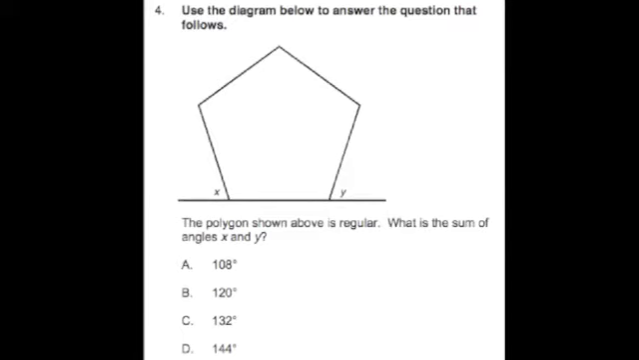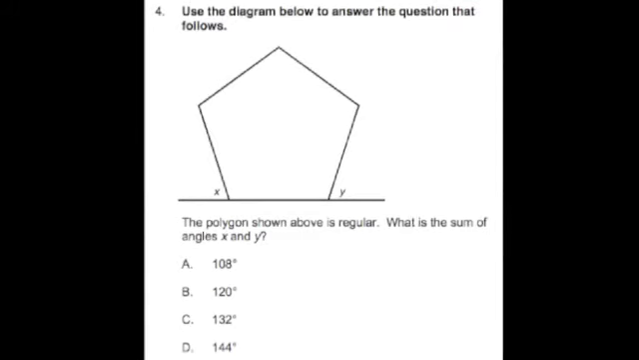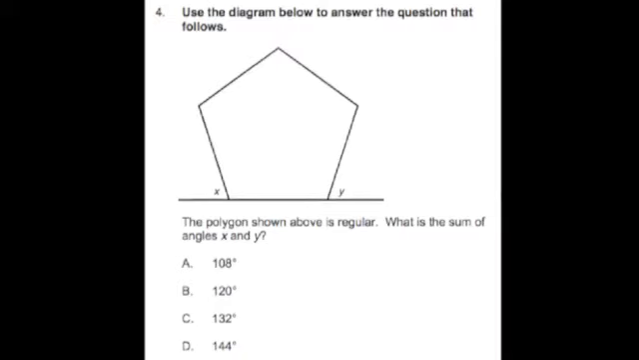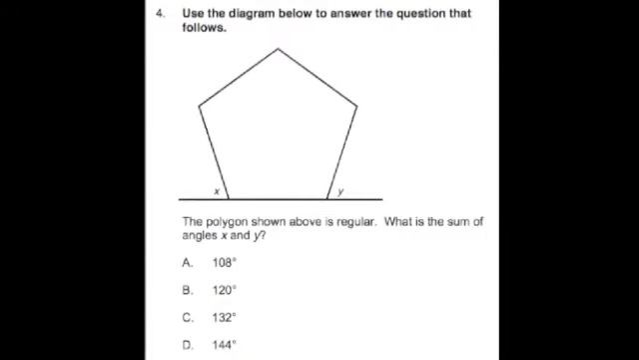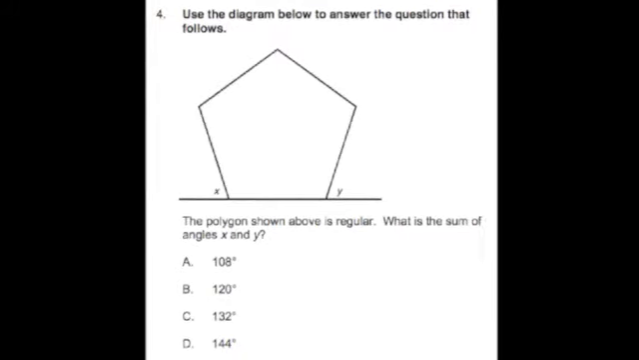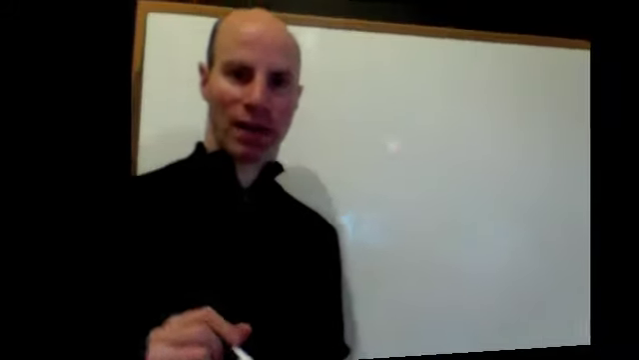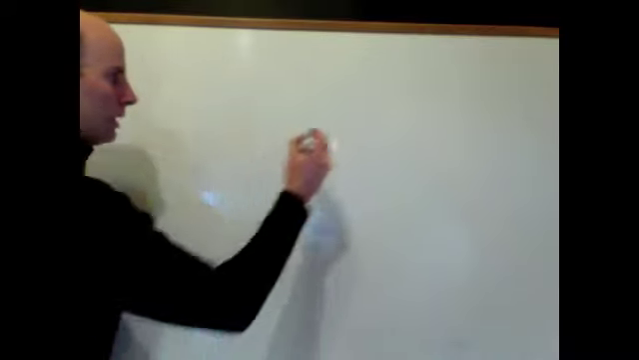The polygon problem. Number 4. Use the diagram below to answer the question that follows. The polygon shown above is regular. What is the sum of the angles x and y? I want to review two math facts. The first one goes like this.